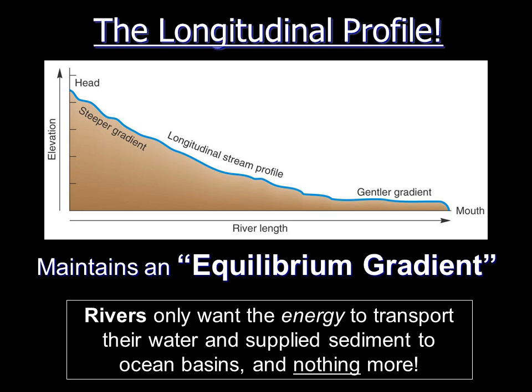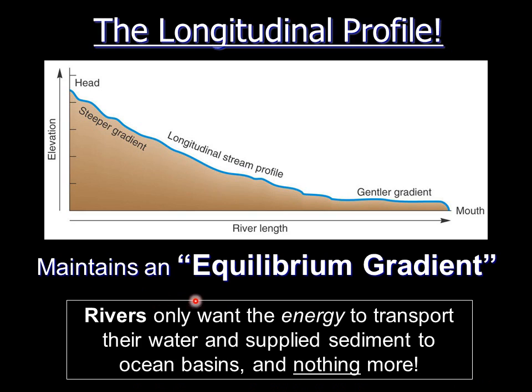What it means is that rivers have a gradient or a profile that they construct that allows them to maintain this.